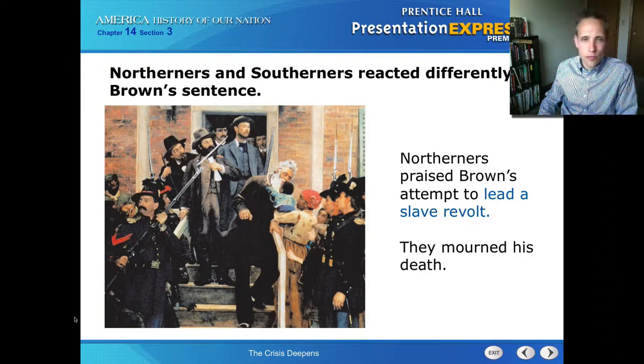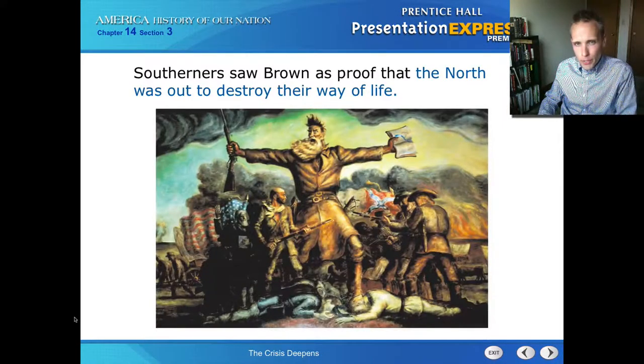In the South is a different story. So here he is, a very kind and generous looking old man, kissing an African American child. That goes along with this description. But here's another view of John Brown. Southerners saw that he was part of the North. The crazed abolitionist movement set out to destroy their way of life, their institution of slavery.